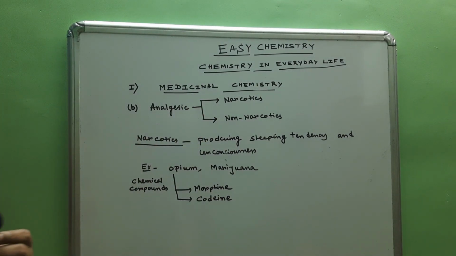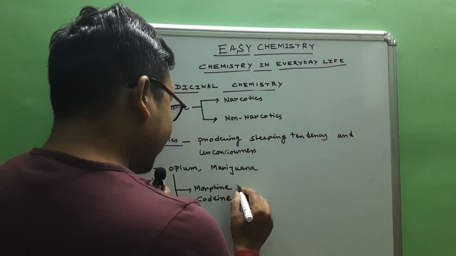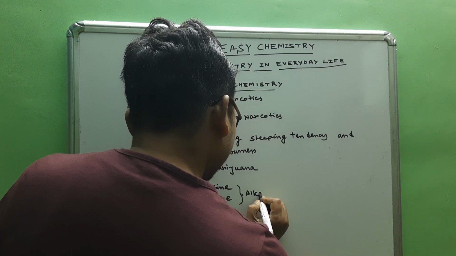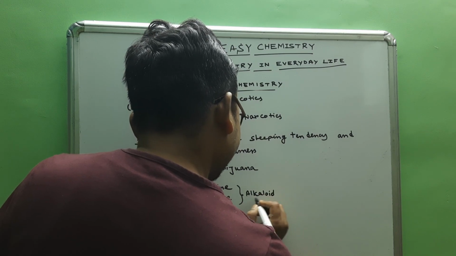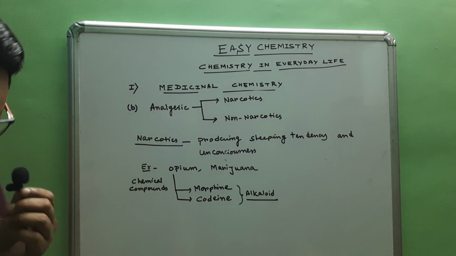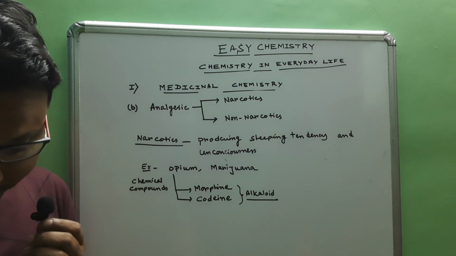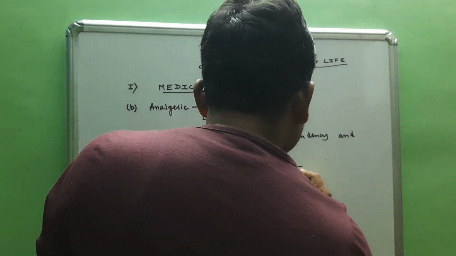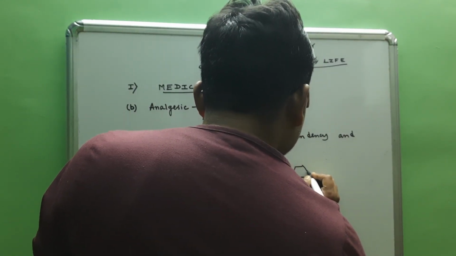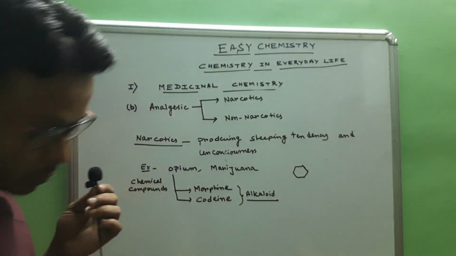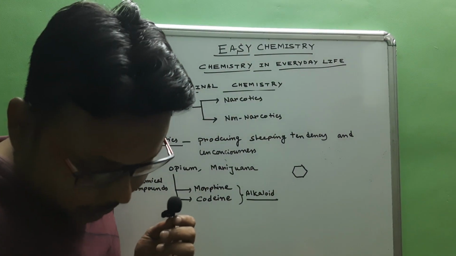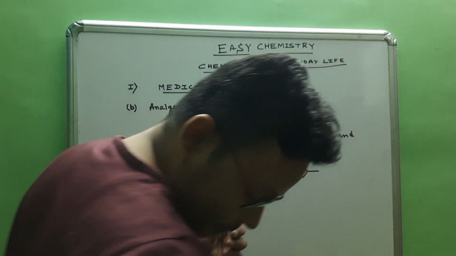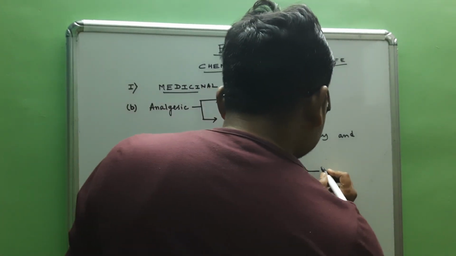What type of compounds are morphine and codeine? Are they acid or base? These are called alkaloids. So what is the structure of morphine? I am going to write down the structure of morphine. My dear students, you are requested to write down everything I am writing on the whiteboard.